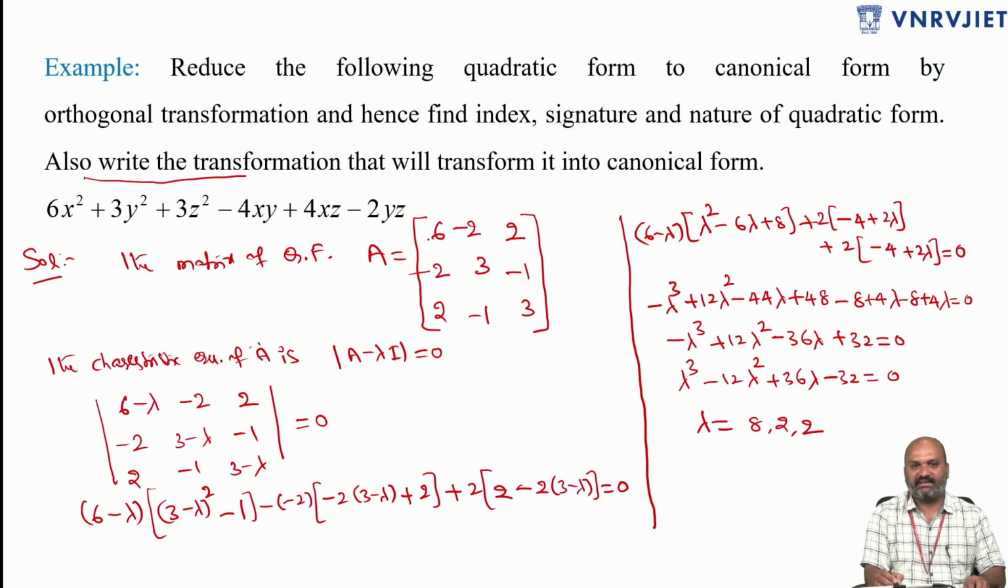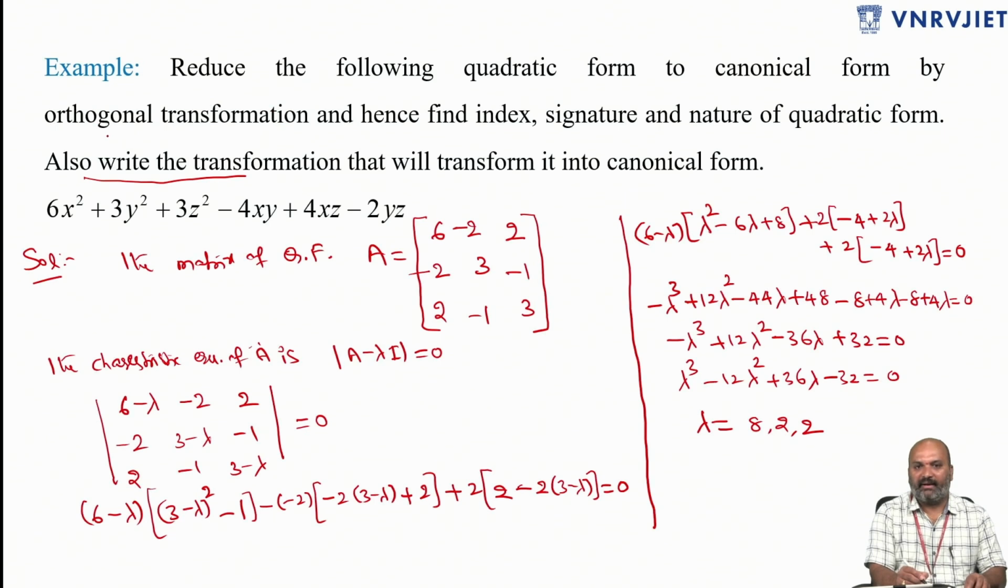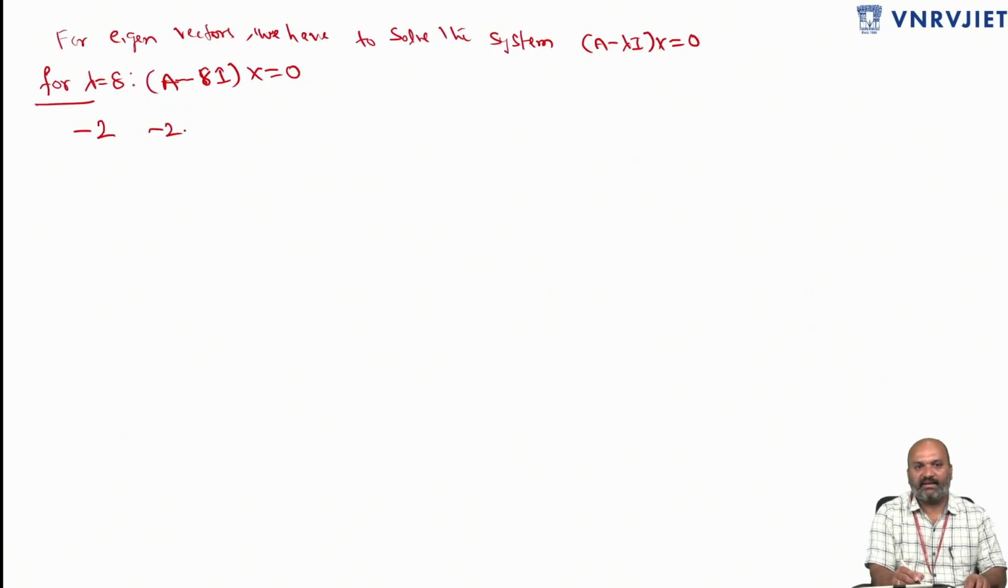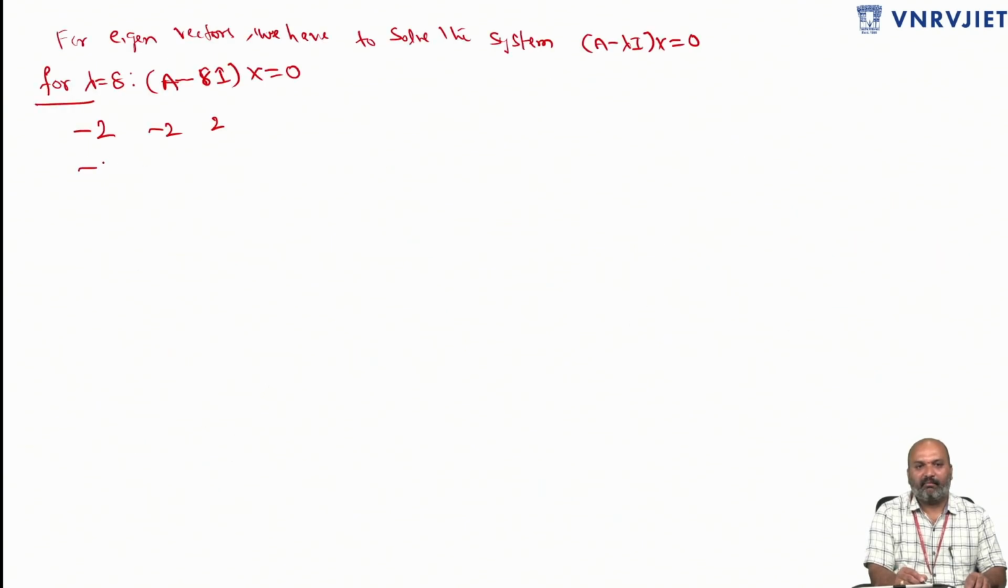So, what is matrix A? These are the principal diagonal elements. So, 6 minus 8 is minus 2. Next, minus 2, 2, minus 2, 2. So, it is minus 2, 3 minus 8, which is minus 5, minus 1. Next, here it is 2, minus 1, 3 minus 8 is minus 5. So, this is the matrix.